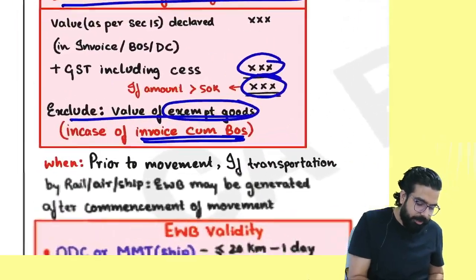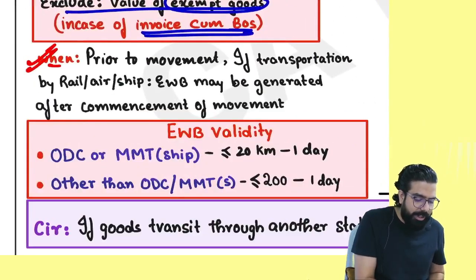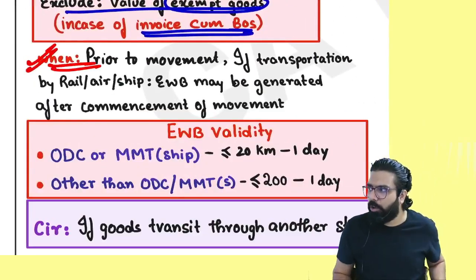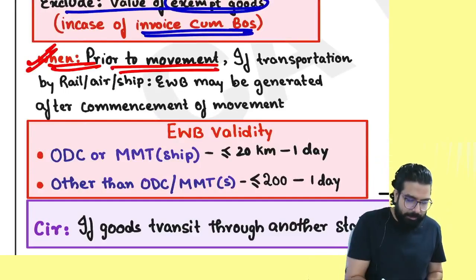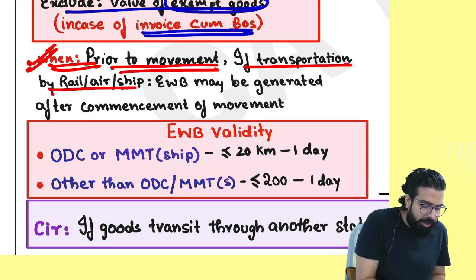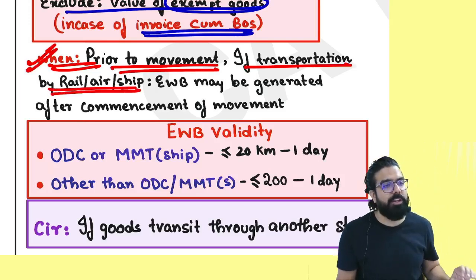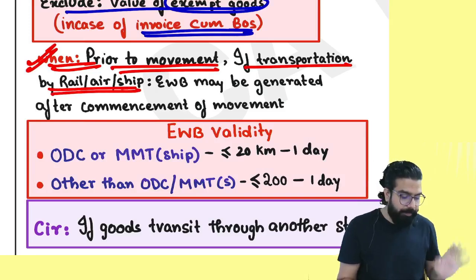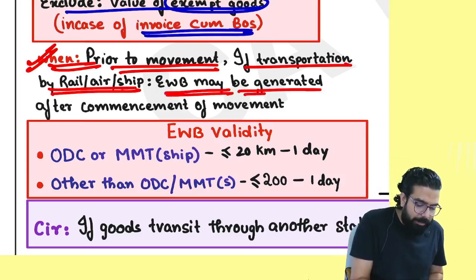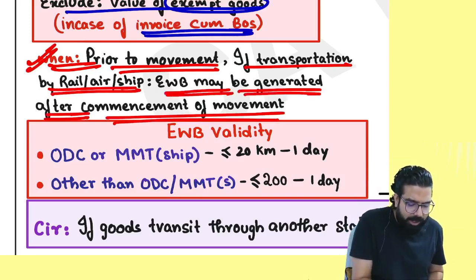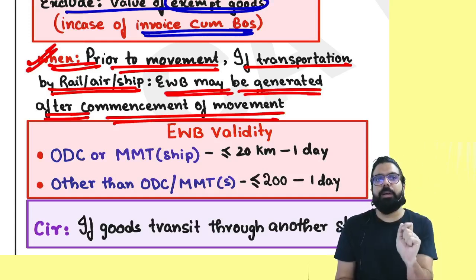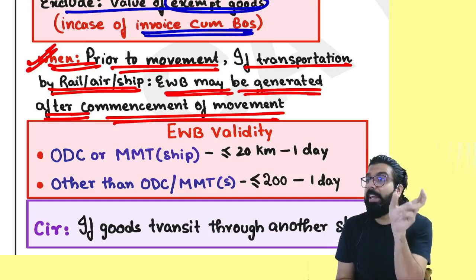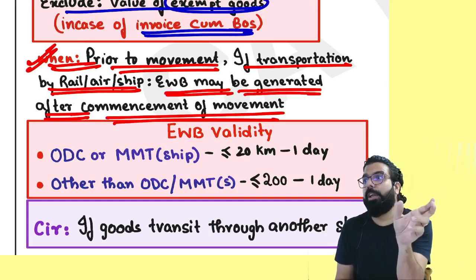Let's go ahead. The next one: when should you generate an e-way bill? When you are going on the way and get caught? No. An e-way bill should always be generated prior to movement. But remember, if transportation is by rail, air or ship, the e-way bill may be generated after the commencement of the movement. In case of rail, air or ship, you need the railway receipt number to generate the e-way bill. You need the airway bill number to generate the e-way bill.